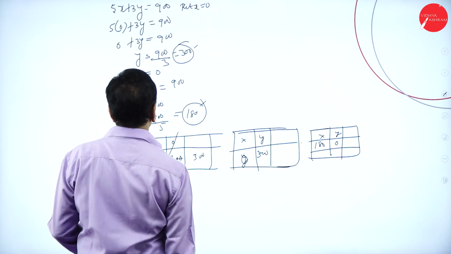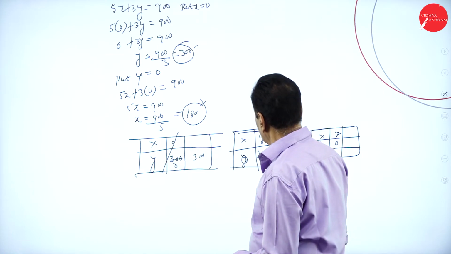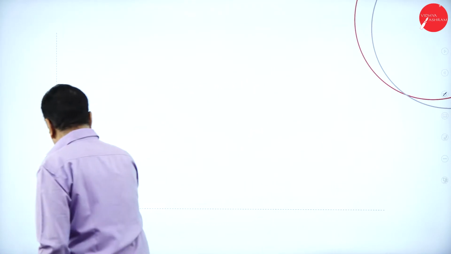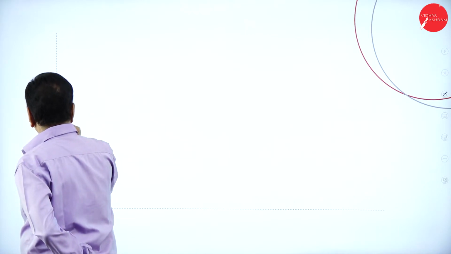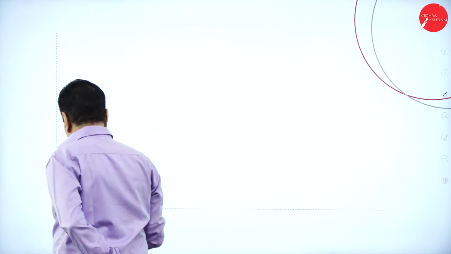Here, first one, y is 300. Highest value of x is 180. Here 200, 300. So 50, 100. We can write this: 20, 40, 60, 80, 100, 120, 140, 180, 200, 220, 240, 280, 300. We can go with this.